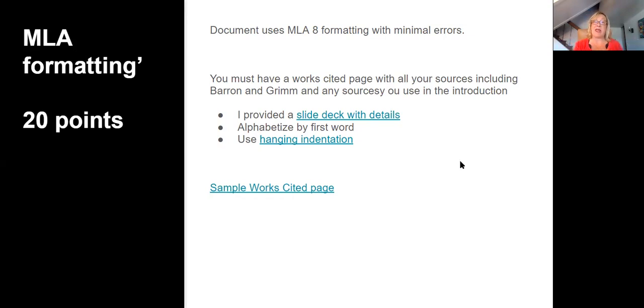By the way, this must be MLA 8. I've been stressing that all semester, and every time I've given you feedback on your works cited page, I have given you that information. Let's take a look at this sample works cited page.